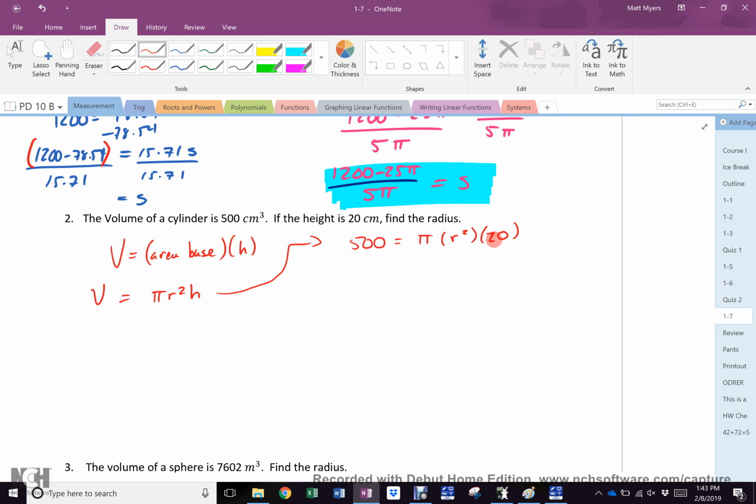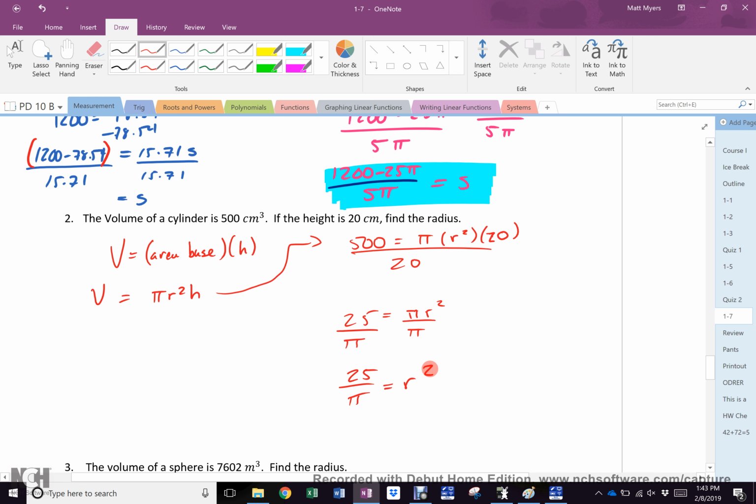Because, of course, this is literally 2 seconds of work if you don't use your calculator. How do I get rid of times 20? Divide by 20. 500 divided by 20 is 25 equals pi r squared. How do I get rid of pi? Divide by pi. 25 over pi equals r squared.